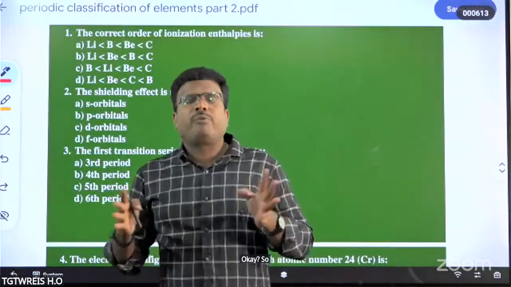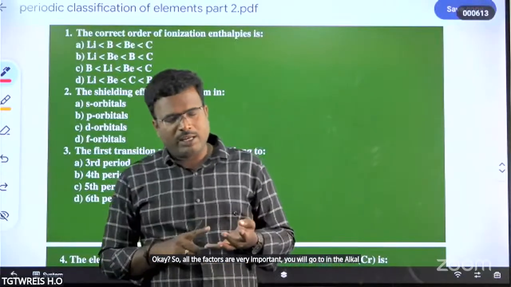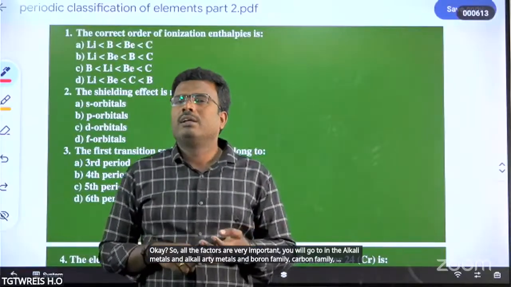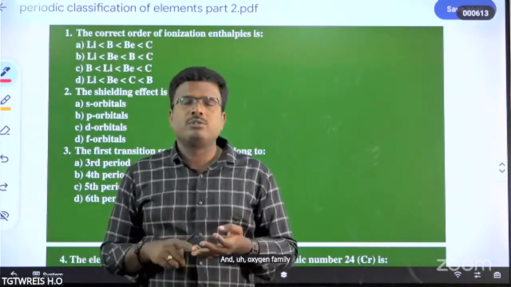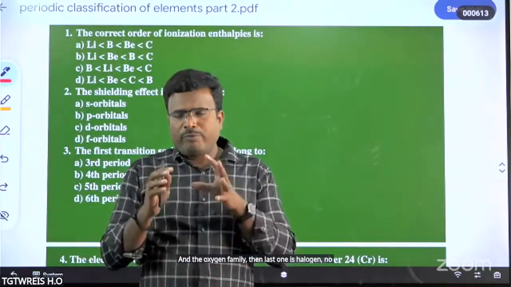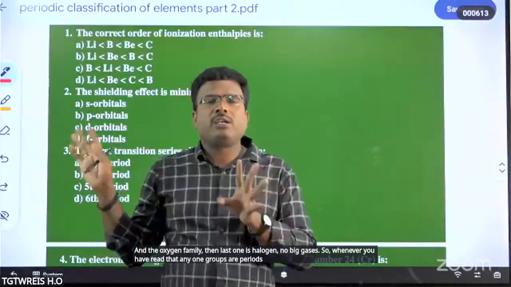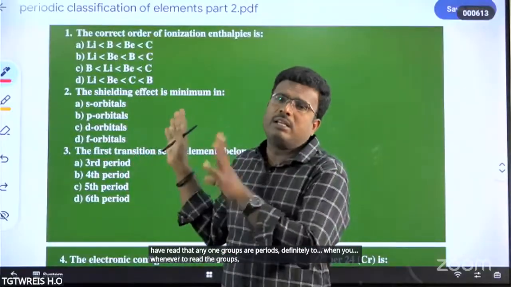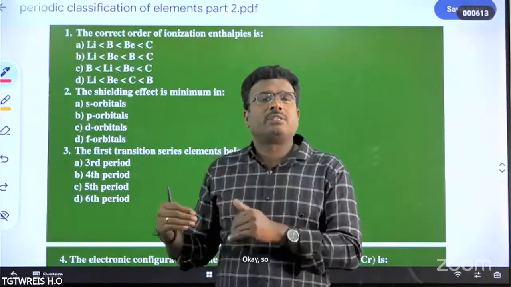So all the factors are very, very important. You will go through the alkali metals and alkaline earth metals, the boron family, carbon family, nitrogen family, and oxygen family. Then the last ones are the halogens and noble gases. Whenever you read any of these groups and periods, you definitely need the concept.